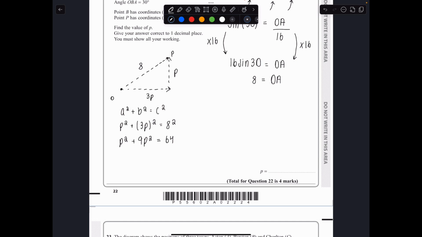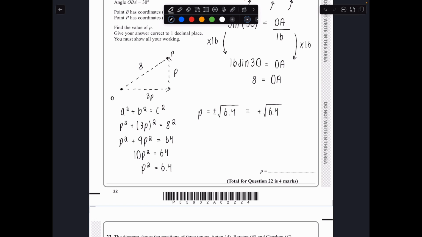Now from here, if we add 1 lot of p squared to 9 lots of p squared, we have 10p squared, and that is equal to 64. From here, how do we go from 10p squared to just p squared? We have to divide both sides by 10, don't we? So we get 6.4. And then from here, to find out what p is equal to, the square root of 6.4. Now in this case, what you might be wondering is we need to put a plus or minus at the start, don't we? But the key thing here is, if p is moving to the right and moving up, we can just consider the positive outcome. So positive square root of 6.4.